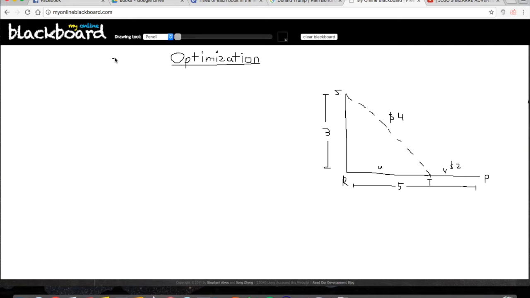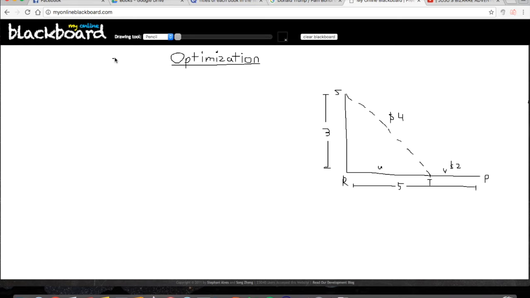Hey, what's up guys? Today we're going to be talking about optimization, and optimization is something that you really can only get through practice. We're going to be doing an example problem, but first I want to describe what optimization is.